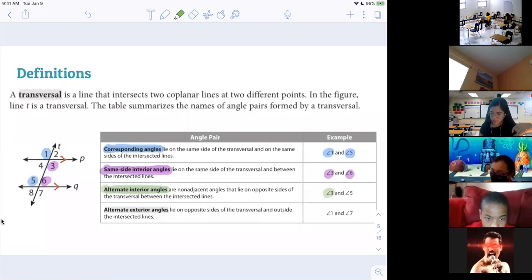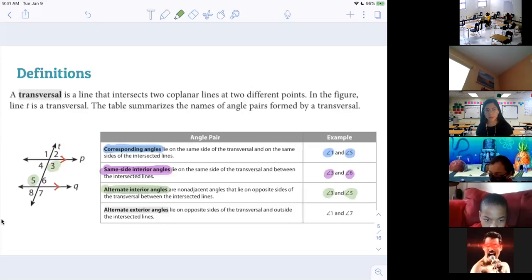So let's take a look. They give us 3 and 5. I'm going to erase the color coding I have already because it's going to get confusing. But I'm looking at 5 and 3. Notice they're in the middle, but they're on opposite sides and they're not adjacent to each other. So they're not next to each other. They're on opposite sides and in between P and Q. So angle 5 and angle 3 are alternate interior angles.